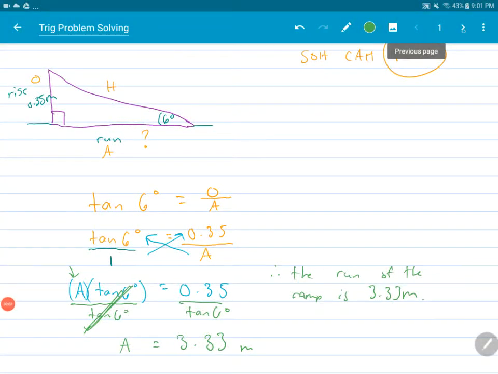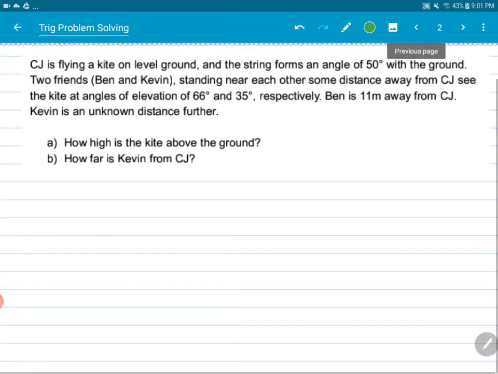Meters, don't forget your units. So our next question, let's take a look.